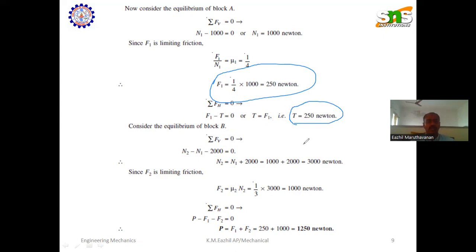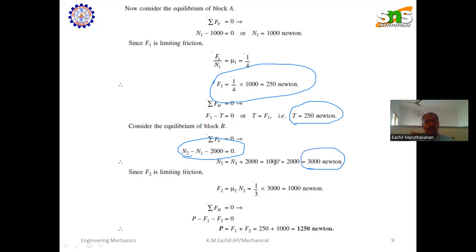Now we have to consider the block B. Writing the equations by considering the equilibrium condition, sigma Fv is equal to 0. N2 acts perpendicularly upwards, therefore plus N2, N1 acts perpendicularly downwards, minus N1, and the weight of the block acts downwards, so minus 2000 is equal to 0. We identified the value for N1 in the above equation. By substituting the known values, we will get N2 as 3000 Newton.